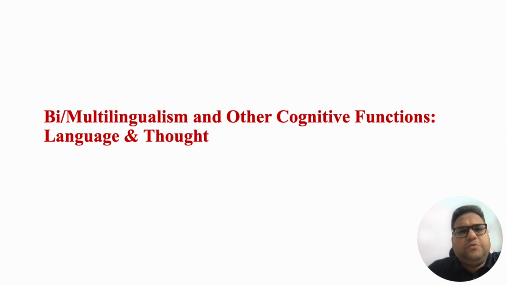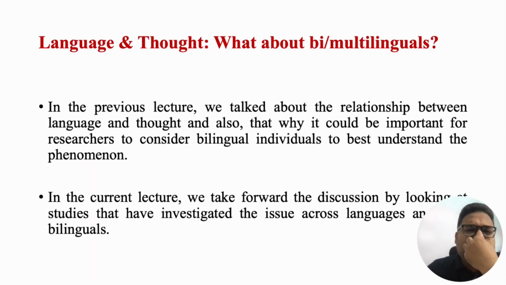In this week, I'll start to talk to you about bilingualism and multilingualism and the relationship with other cognitive functions. I'm going to begin with the impact of bilingualism on language and thought. Now, in the previous lecture, we talked about the relationship between language and thought, and also why it could be important for researchers to consider bilingual individuals to best understand the phenomena. In the current lecture, we'll take forward the discussion by looking at the studies that have actually investigated the issue across languages and bilinguals.